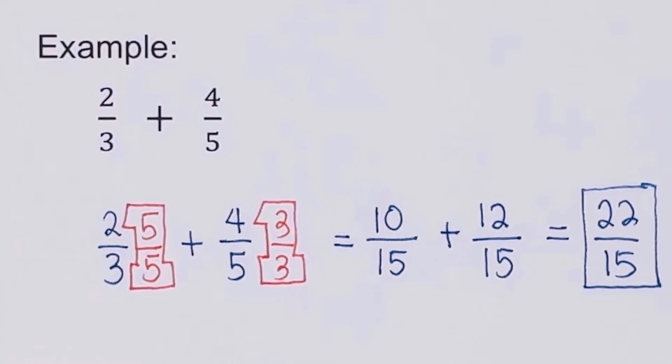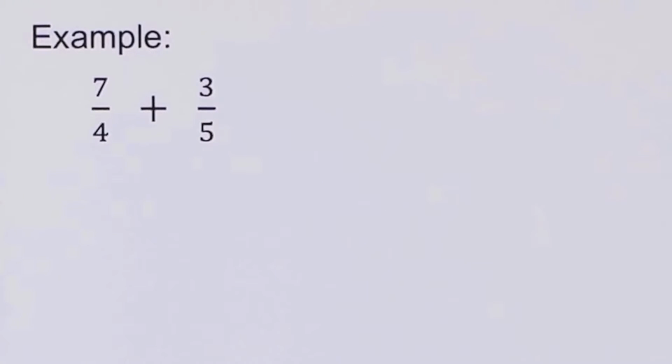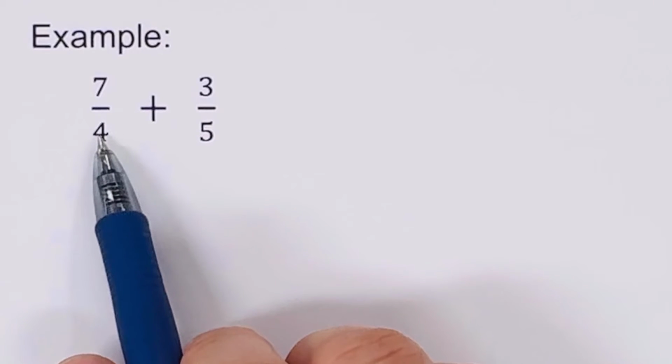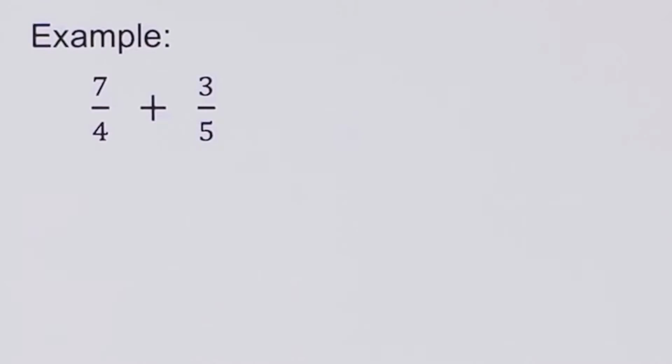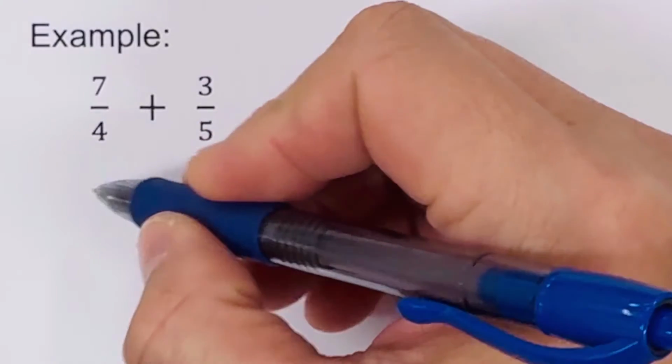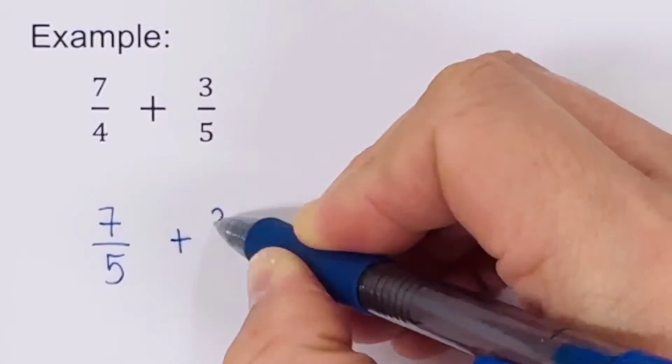Now let's have another example. Looking at this example, the denominators are not the same. We get a 4 and a 5. So we have to make sure that their denominators are the same before we can add these two fractions together. So we're going to use giant 1 to add these two. So I'm going to go ahead and rewrite this down here.